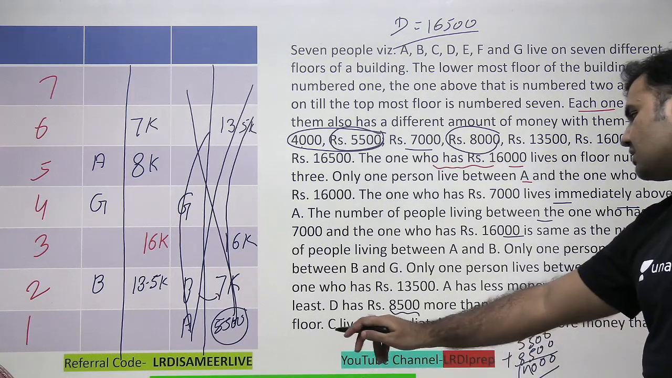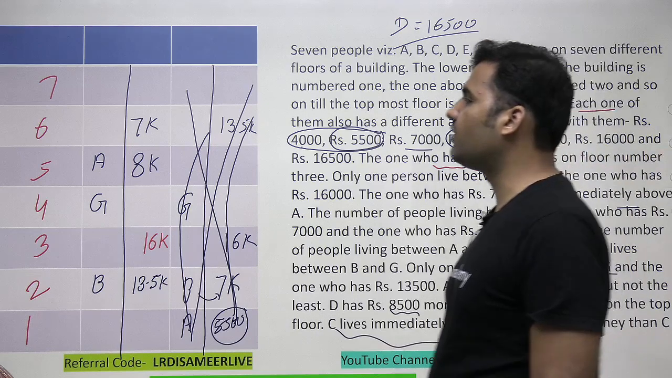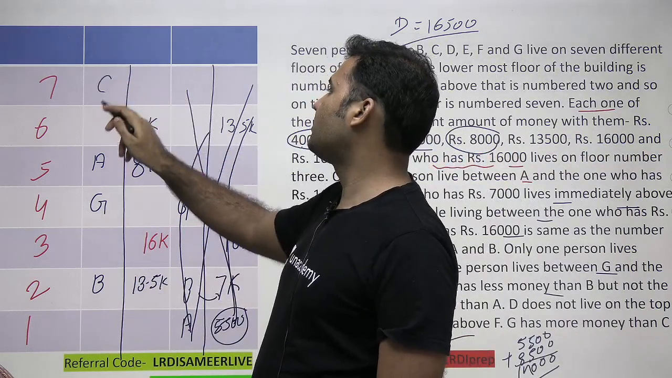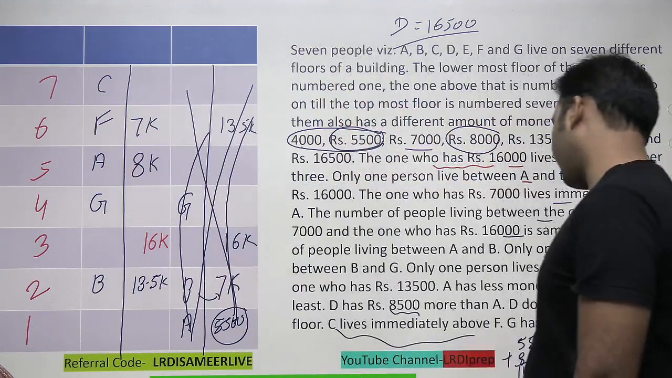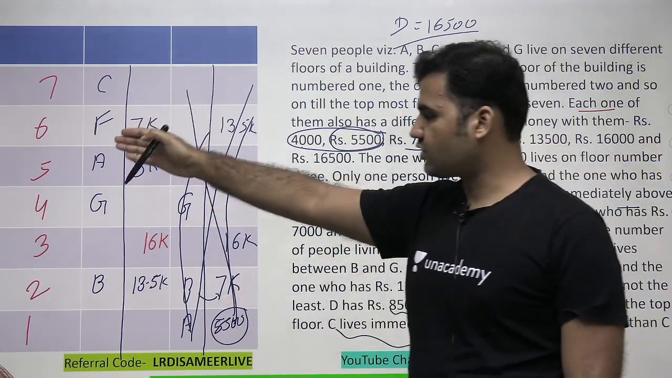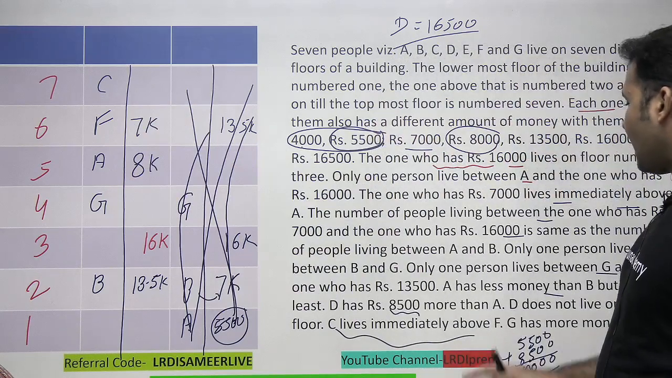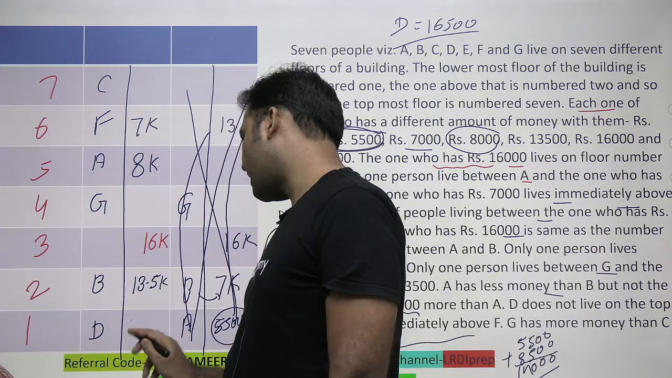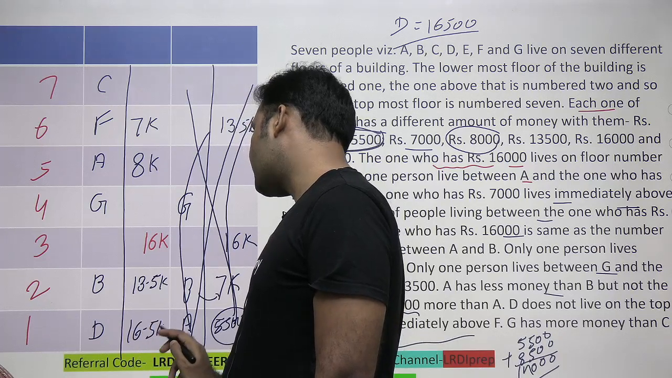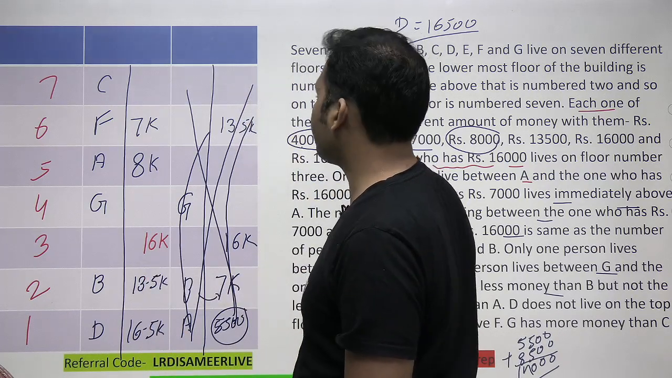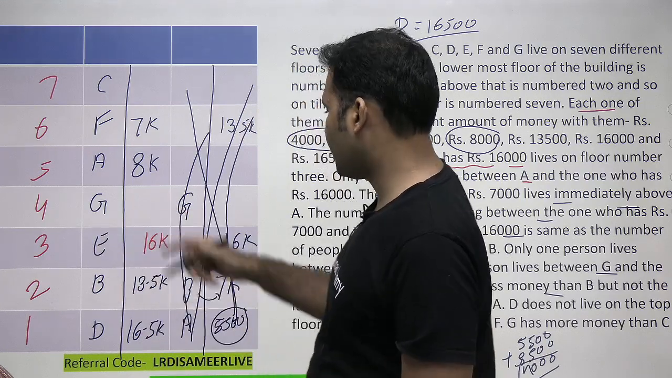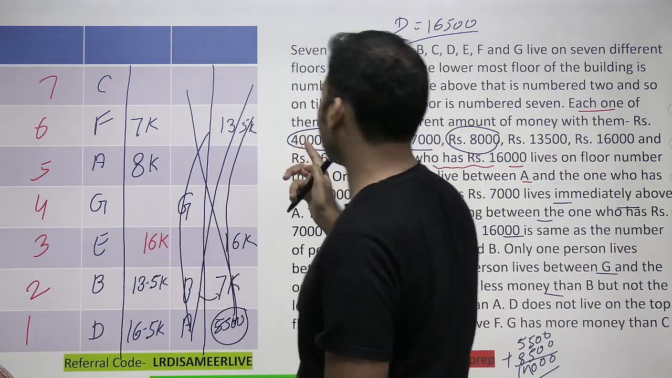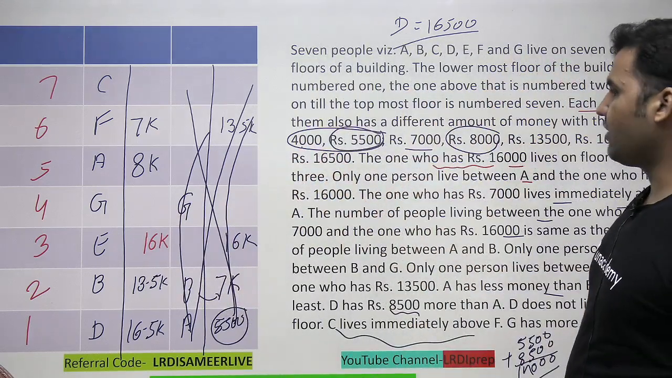Now, if I have to use this information, C lives immediately above F. There are only two spaces left over here. C lives on a floor immediately above F. So C has to be here, F has to be here. And because D is earning 16,500, D cannot come here. So D will be coming over here, earning 16,500 rupees. And the only person that I'm left with is E. So E will be coming over here. And the only values in terms of amount that I'm left with are 4,000 and 5,500.